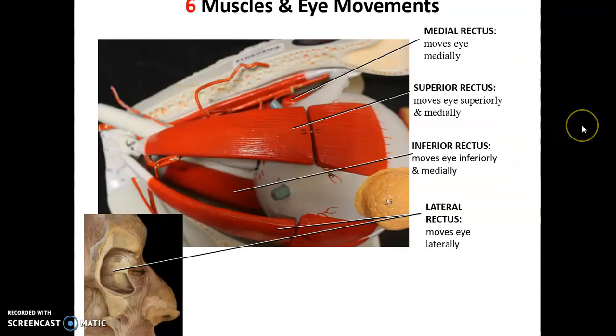And then we have the muscles of the eye. There are 6 muscles that move the eye. There are the 4 rectus muscles: medial rectus muscle, superior rectus muscle, inferior rectus muscle, and lateral rectus muscle. All of the rectus muscles have their origins in a connective tissue ring in the back of the orbit, and they all insert toward the front of the eye. And when these muscles contract, they move the eye basically in the direction that they are found. So medial rectus muscle moves the eye medially. Superior rectus muscle moves the eye superiorly and a little bit medially. Inferior rectus muscle moves the eye inferiorly and a little bit medially, and the lateral rectus muscle moves the eye laterally.